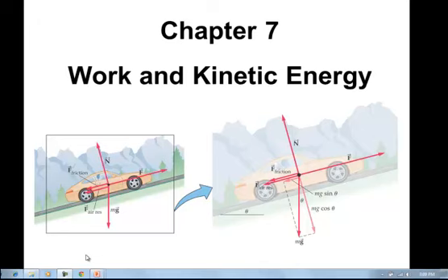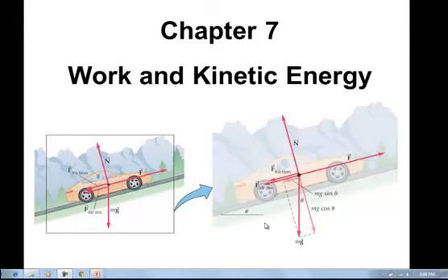Chapter 7 all deals with work and kinetic energy. Here we have a picture of a car on an incline, and it's showing all the forces. For example, the force of friction. This would be the applied force of the car. We also have some air resistance, the normal force or the support force, and then this would be the weight.